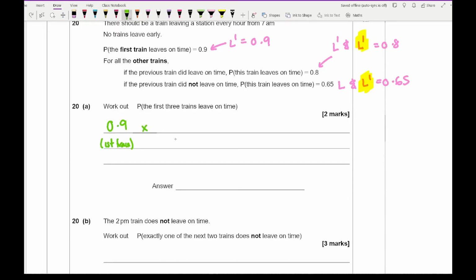Then if the previous train was on time, then the probability that the next train is on time is going to be 0.8. So if I type that all into my calculator, as a decimal I should get 0.576, or as a fraction we get 72 over 125.